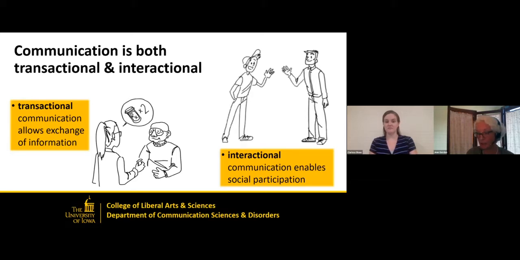But at least as important, probably more important than the transactional aspect of communication is the interactional aspect of communication. It's the interactional function of communication that allows us to create and maintain social relationships. And this is also important, of course, in the healthcare setting. It allows healthcare professionals to develop rapport with their patients, which is going to facilitate comprehension of information and compliance with healthcare recommendations.